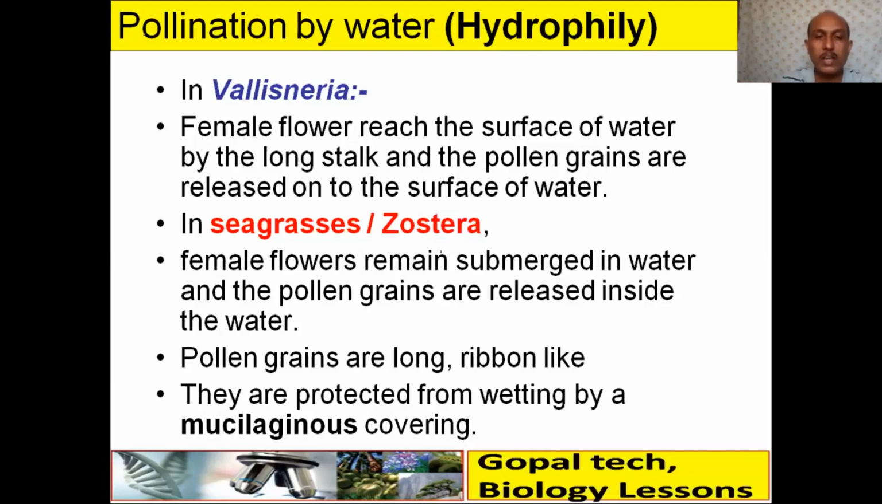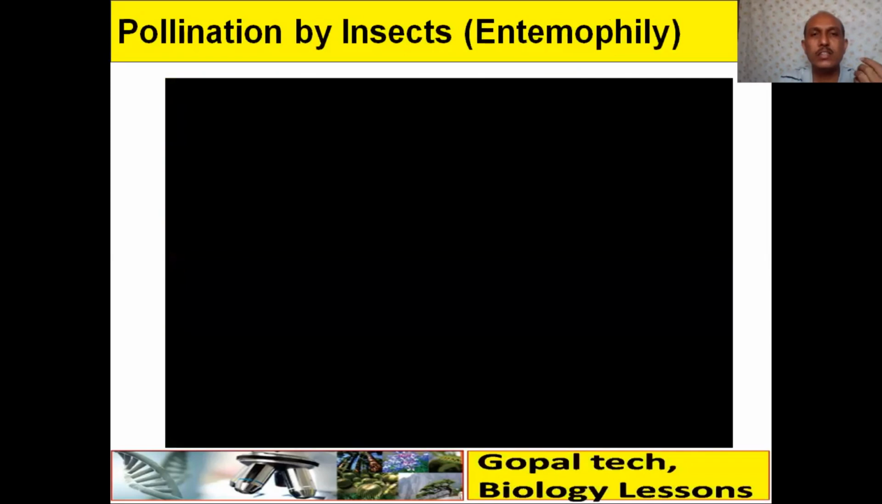Both pollen grains are protected from wetting by a mucilaginous covering. क्योंकि they remain in the water, so if the mucilage coat is not there, the pollen grains will become wet and they start decaying. तो उसको prevent करने के लिए दोनों pollen grains में क्या है, mucilage. बाकी का similar to the wind, the flowers are colorless, odorless, okay.